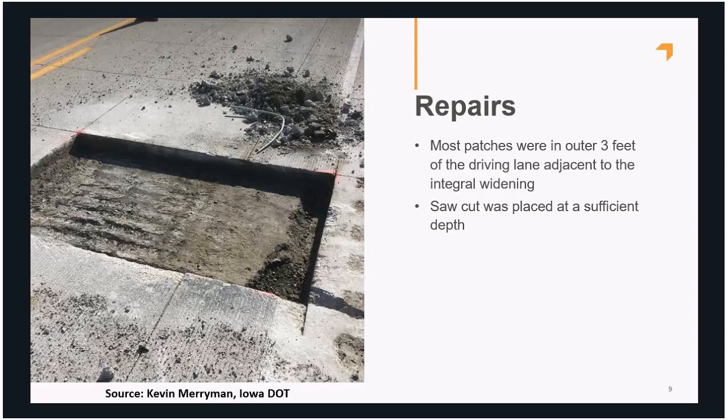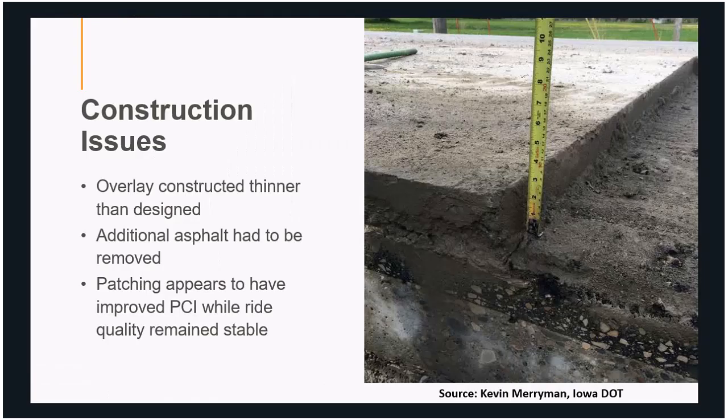The picture on the left here shows the repairs that have been done. Most of the patches were in the outer 3 feet of the driving lane adjacent to the integral widening. Saw cut was placed at a sufficient depth to ensure that the existing tie bar at the bottom of the PCC overlay would be completely severed. The picture here shows the repairs that were only done in recent years, and from what we have heard from the DOT, the traffic levels on this project have been stable since the repairs, and the repairs are believed to be in good condition after 2 years.